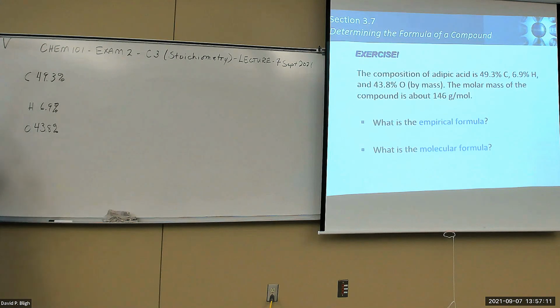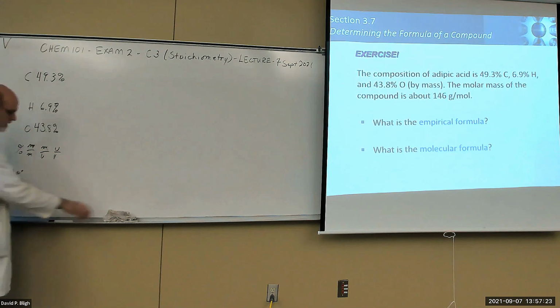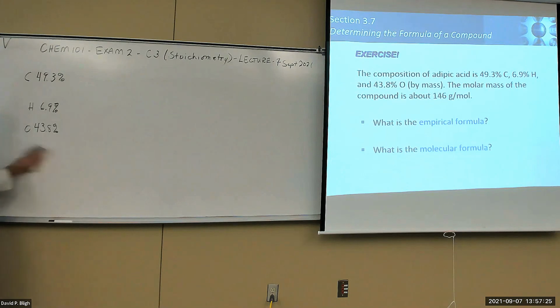So that's why, usually when we say percent, we'll say mass by mass, or mass by volume, or volume by volume. It gives you at least a clue as to how it was calculated. But in this case, it's mass by mass. So this means grams per 100 grams.